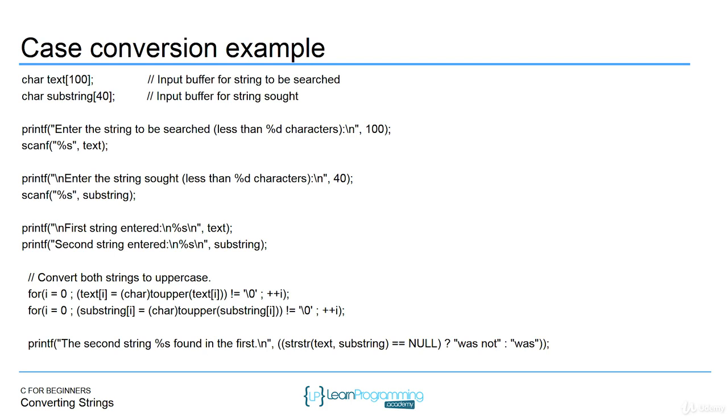We then print the first string and then we print the second string. We then convert both the strings to uppercase. And then we can actually say whether the second string is found in the first string. So when we call strstr, it can ignore case, because remember, one of the limitations of strstr was that it was case sensitive. And so now we can use strstr on text and substring because they're all uppercase characters. And again, this is a way to find whether a substring is in a string, ignoring case. First, we just convert everything to uppercase, and now we're comparing uppercase. And that's what this program does.